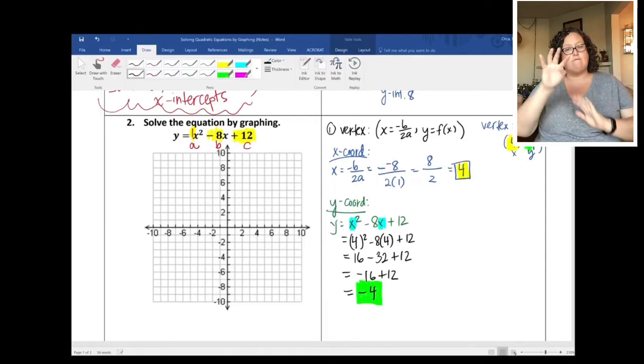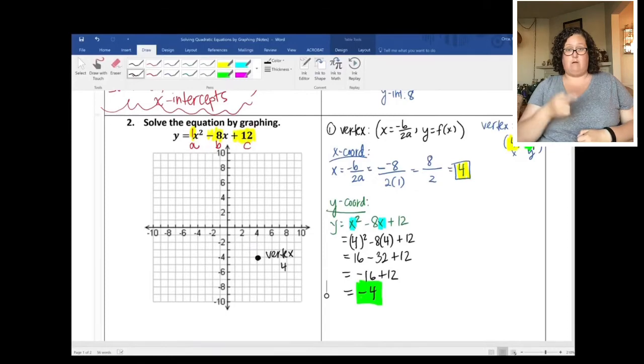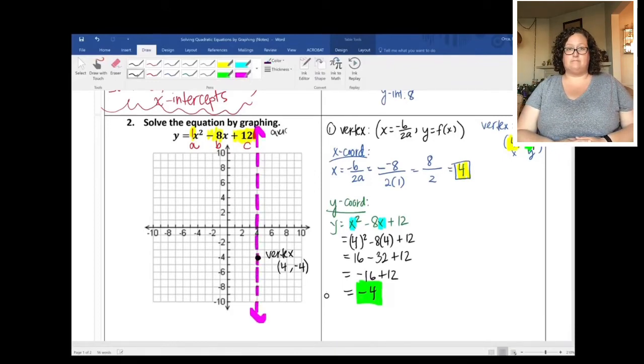Now let's plot our vertex. 4, comma, negative 4. Now we're going to label our vertex 4, comma, negative 4. And then draw our axis of symmetry. Our axis of symmetry is at x equals 4.